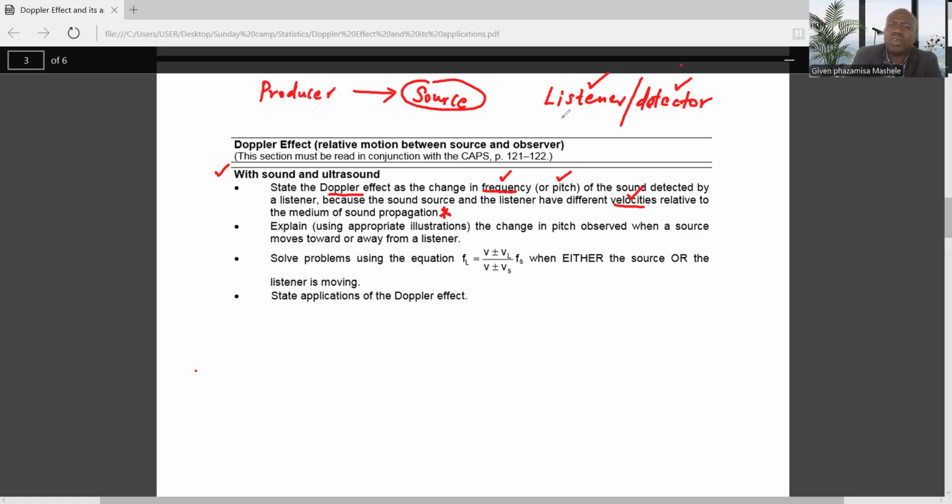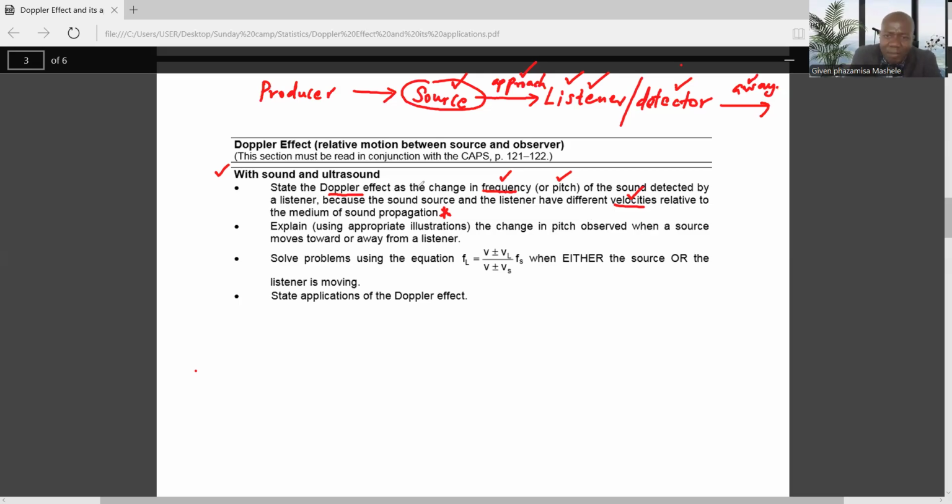Now we want to look at the relationship between the frequency of the source and the frequency of the listener when the source is moving towards or approaching the listener, and also when it is moving away. It can be either the source or the listener that moves. We will look at the apparent change in frequency of sound detected by the listener, because the sound source and the listener have different velocities relative to the medium of sound propagation.